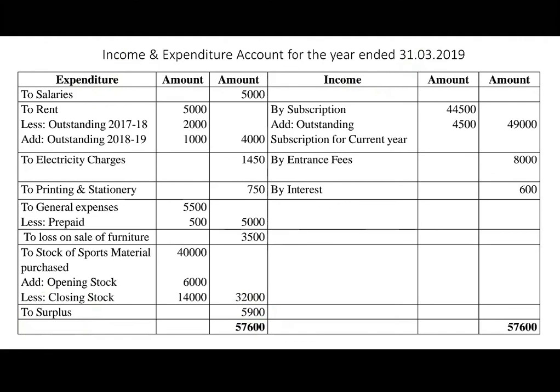Is it clear to everyone? So this is the way you will solve the problem. This was a simple problem in which you only have to prepare the income and expenditure account. Even in the exam, if only the income and expenditure account is asked, prepare only the income and expenditure account. But if you feel you are having a problem preparing just one account, then you can prepare the balance sheet, but as a working. Is it clear?